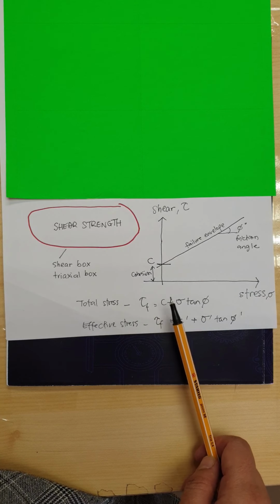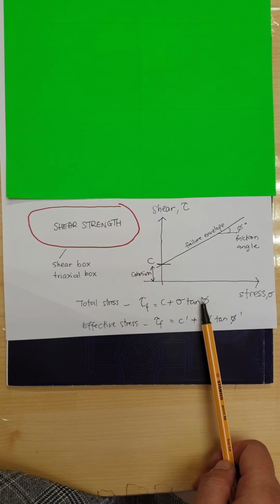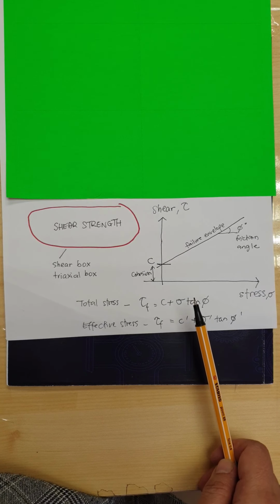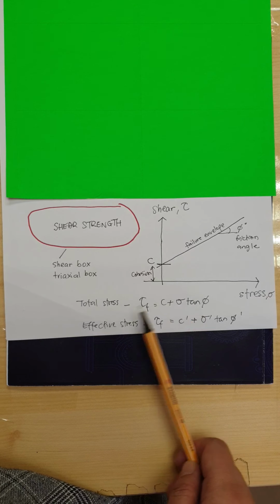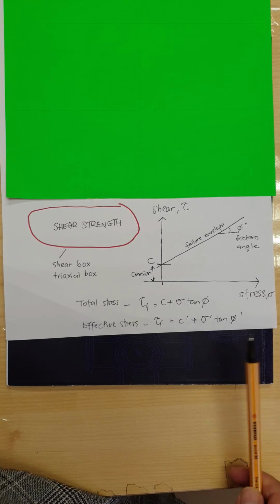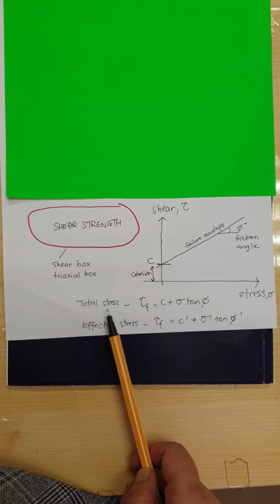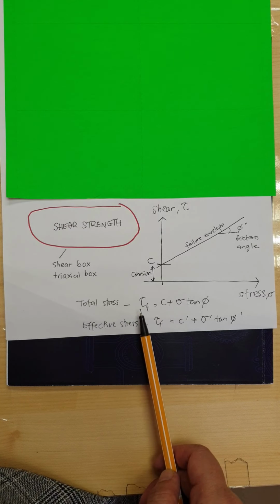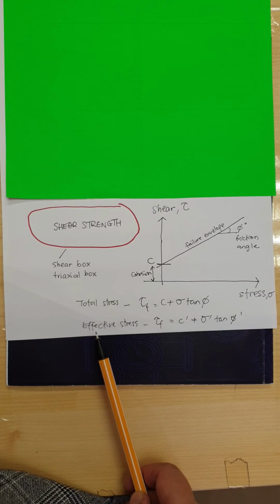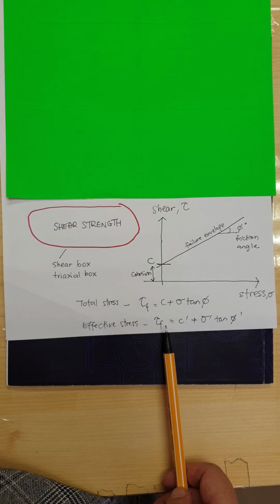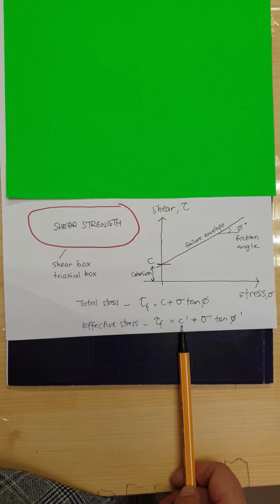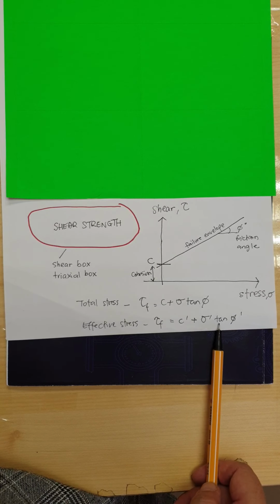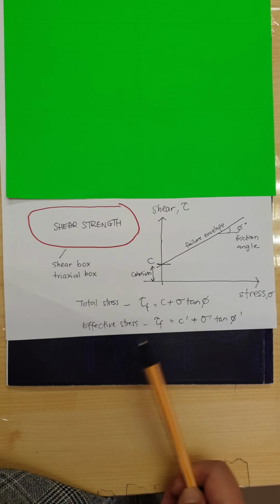In mathematics you have y equals C plus mx, right? That m is your gradient, or slope. So you can actually relate this to your mathematics lesson. This is the expression for total stress. But for effective stress, the expression is replaced by shear equals C dash plus stress dash tangent phi dash.